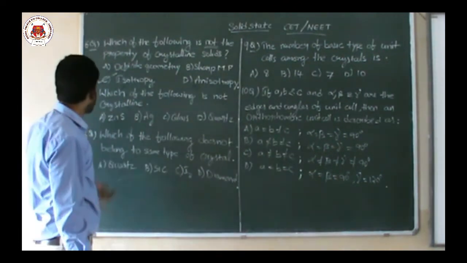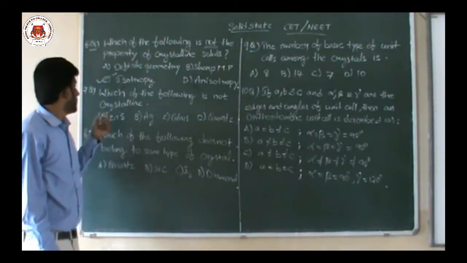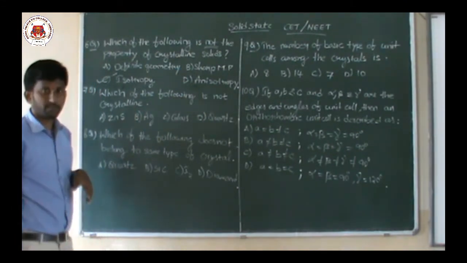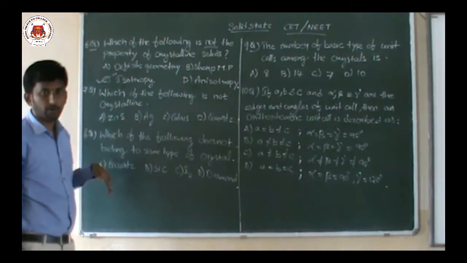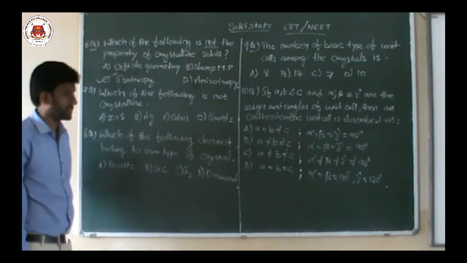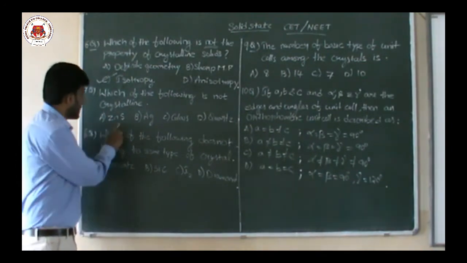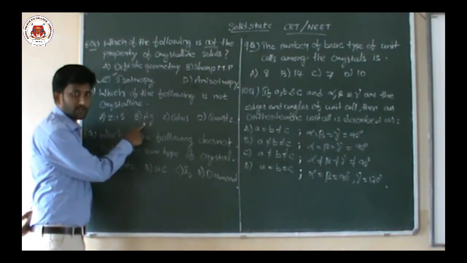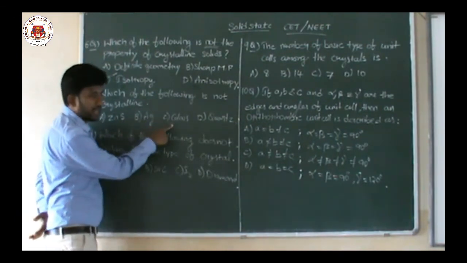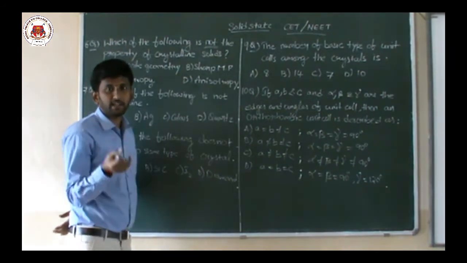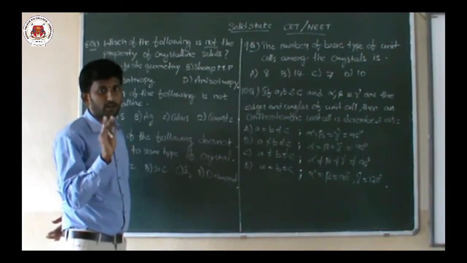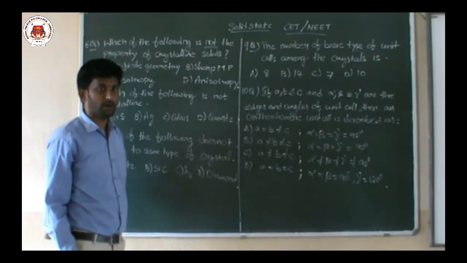Let's go to 7. Which of the following is not crystalline? In all the given compounds, which is not crystalline, they are asking. Zinc sulfide is an ionic compound, it is crystalline. Silver metal is also crystalline. Glass, as you will study, plastic, glass and rubber do not belong to crystalline solids. They are all amorphous solids.